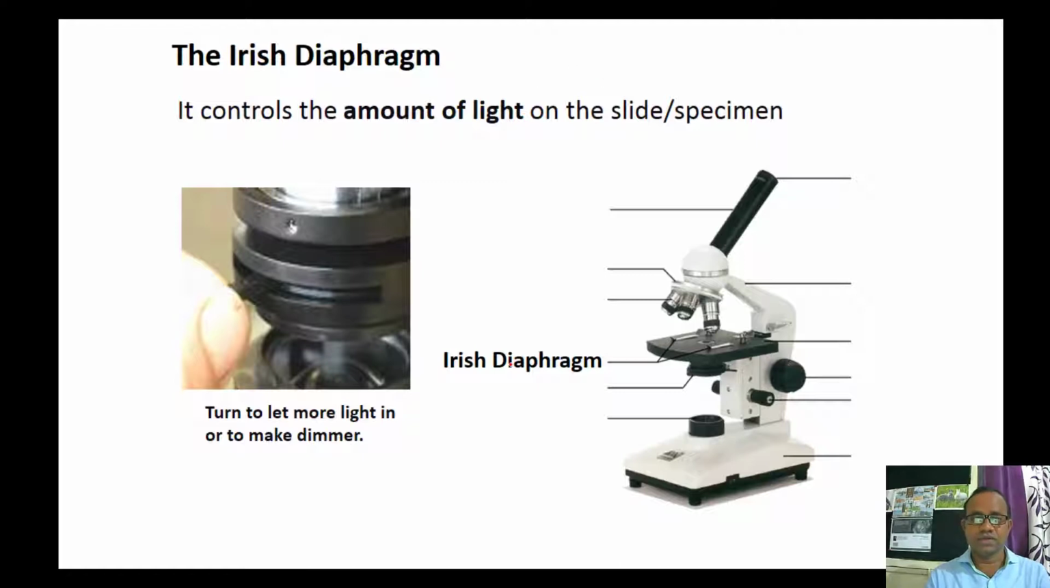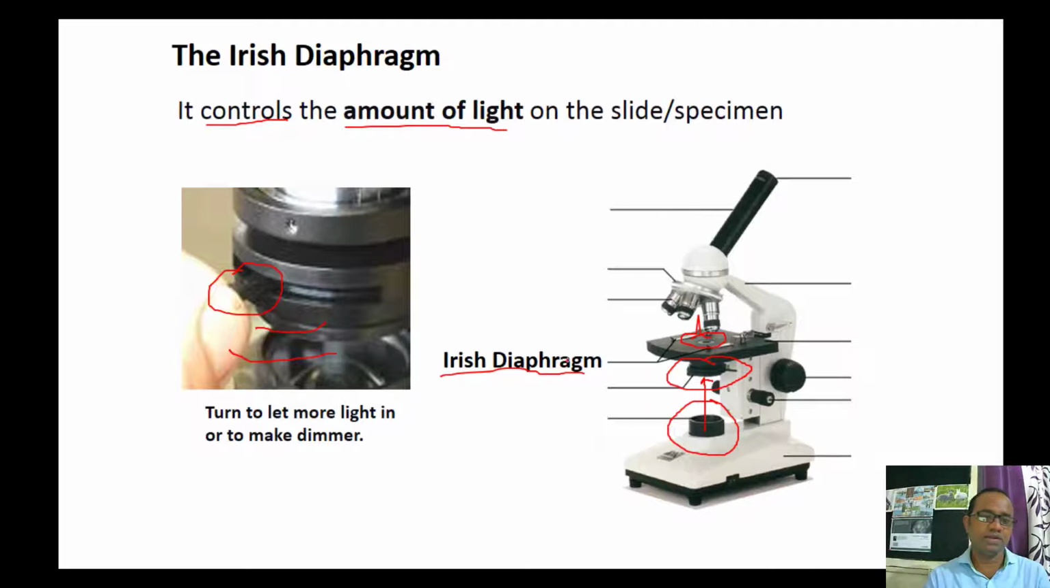Iris diaphragm. The iris diaphragm is here, in the bottom area. What does this iris diaphragm do? It controls the amount of light. Where does the light come from? Light comes from this bottom source, which is the light source. From this source the light travels up to here, and how much light falls onto the specimen is controlled by this iris diaphragm. Here you can see it is a knob. This knob can be moved forward or backward so that we can control the amount of light that enters the sample.